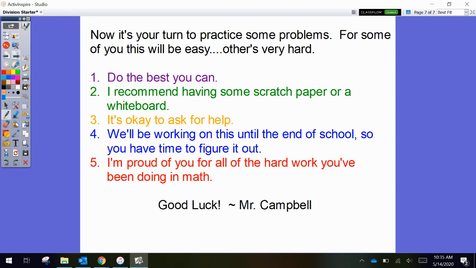Number 2, I recommend having some scratch paper or a whiteboard. Doing work and showing your work is going to help you solve these problems. Number 3, it is okay to ask for help. You can email me, you can ask mom or dad or a bigger brother or sister. Someone can help you with division. Number 4, we'll be working on this unit pretty much till the end of school because there's not that many days left, so you do have time to figure it out. So if this is very tricky today, next week it'll start becoming easier, all right?